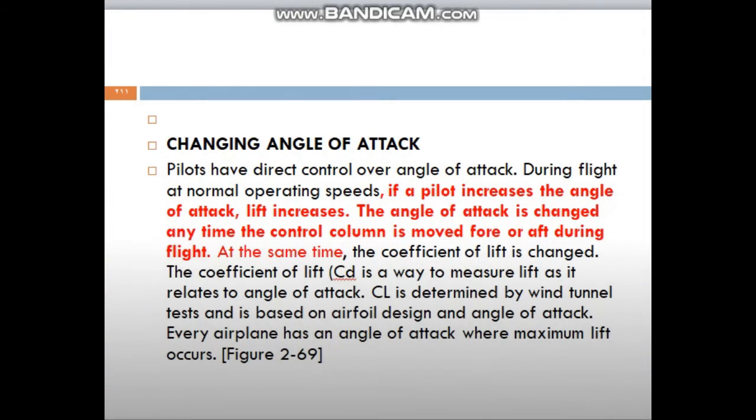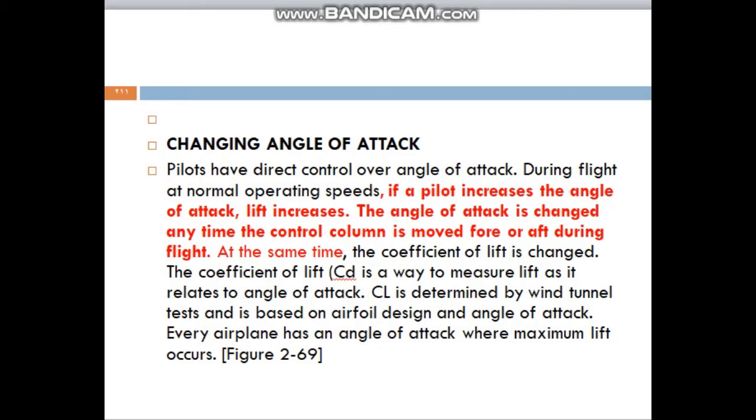After we understand the components of the airfoil shape, we will now understand the changing of angle of attack. If the angle of attack changes, what will happen to the airplane? Pilots have direct control over angle of attack during flight at normal operating speeds. If a pilot increases the angle of attack, lift increases.